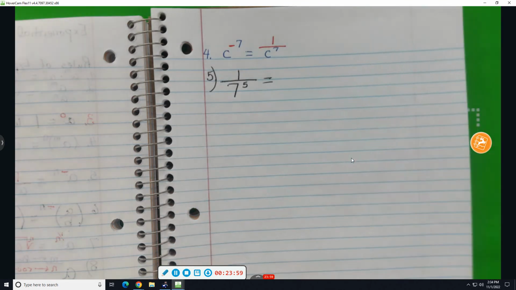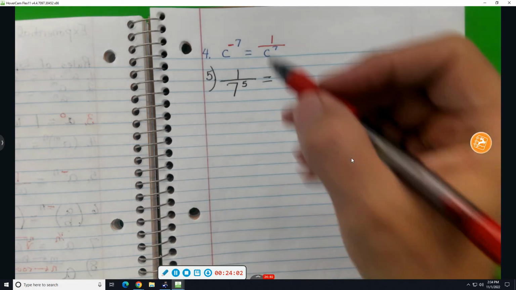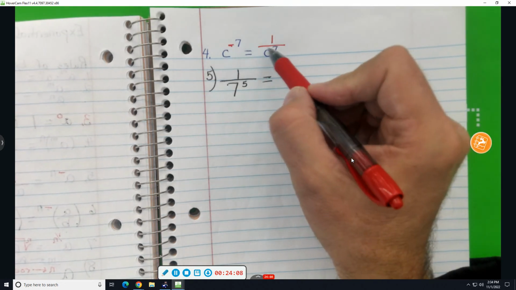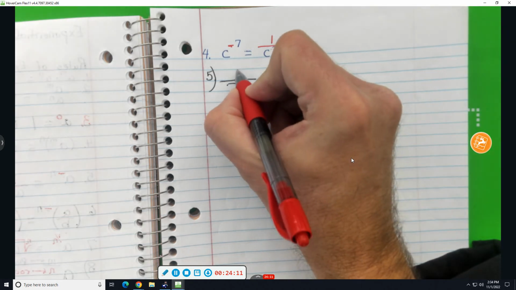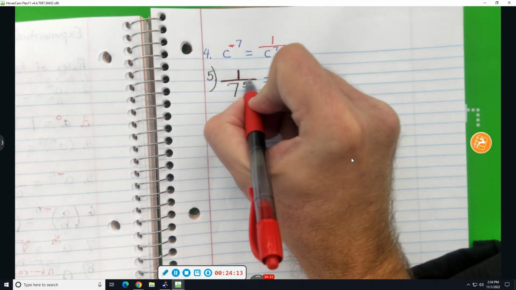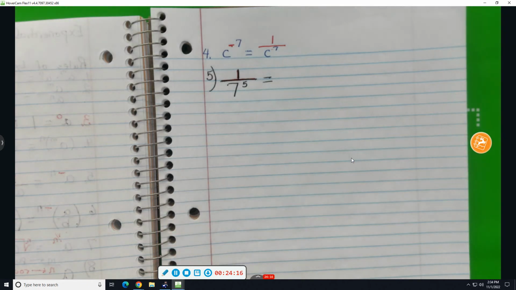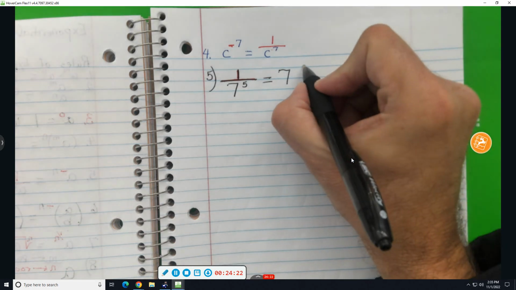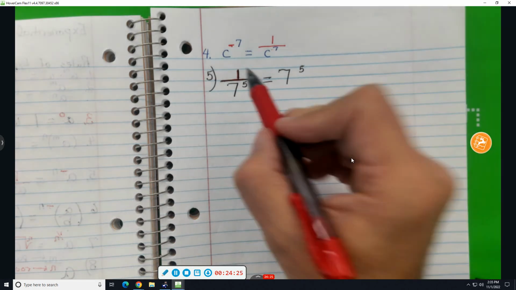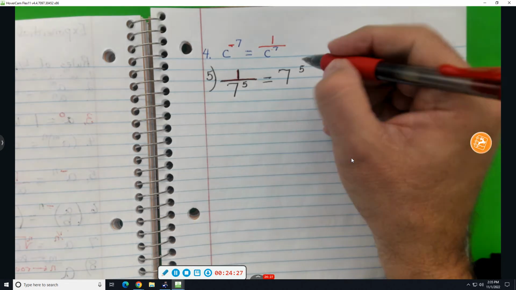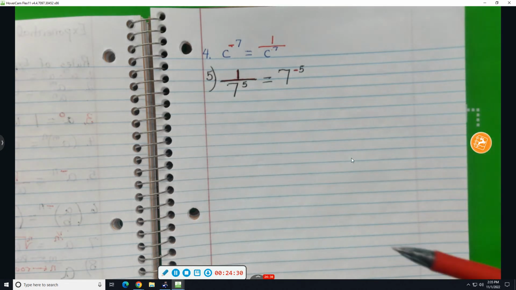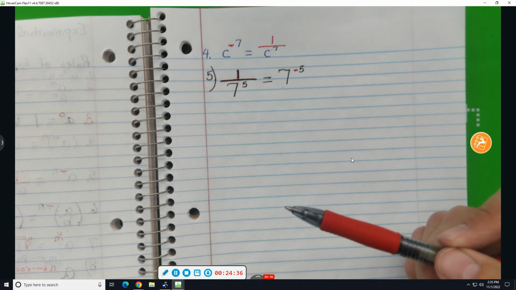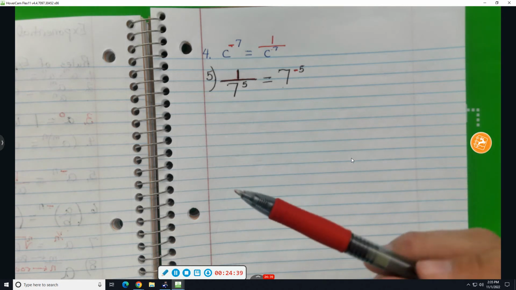And you know what I should have done? So far, up until this problem, I've tried to be consistent with the negative and the red 1 over. I should have put the 1 over in red. We're going backwards. So this is just going to be a 7 and a 5. What am I going to put in place of that 1 over? 7 to the negative 5th is 1 over 7 to the 5th. Any questions there?